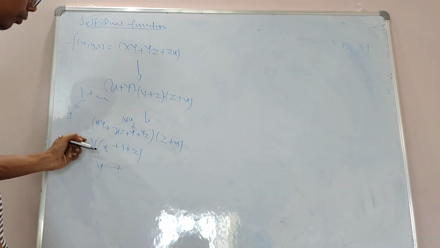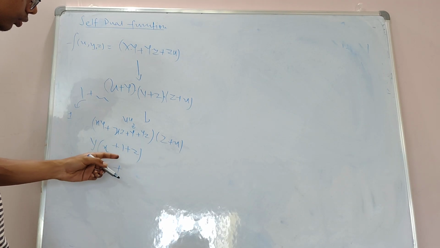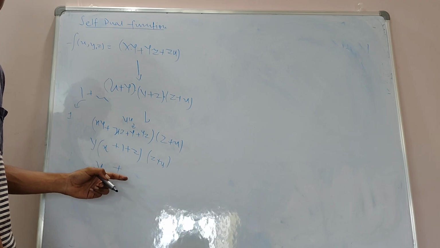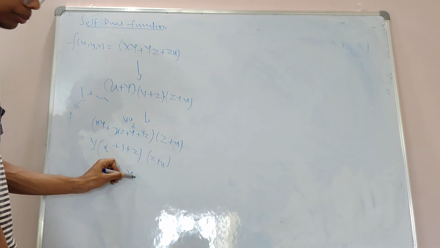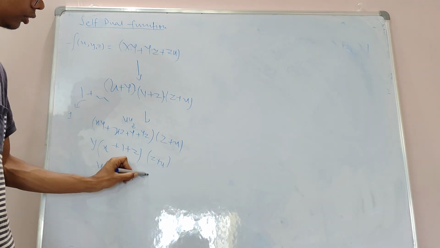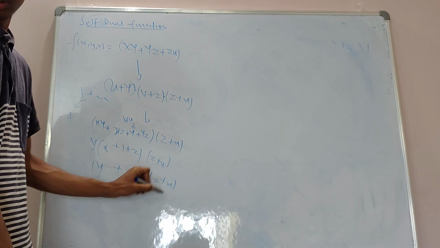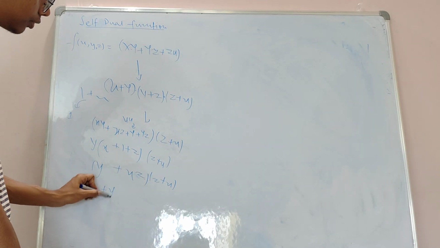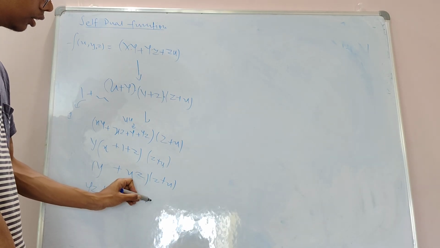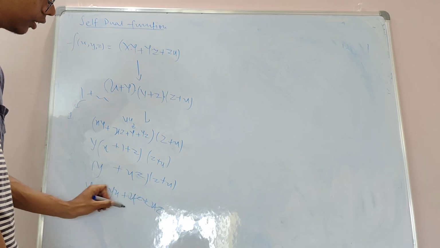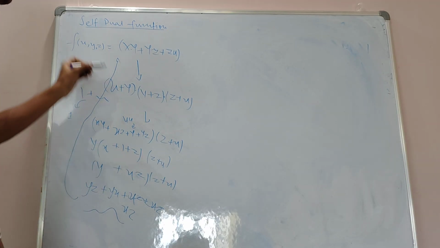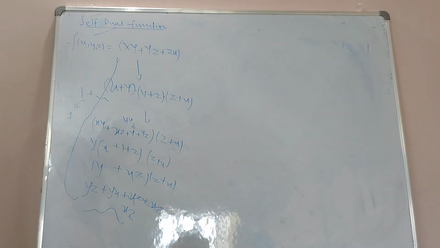So this will be y plus, I will have z plus x, so this will be xz, right, into z plus x, so I will be getting yz plus yx plus xz plus x. This will be xz, and this is what I started with, right? So yes, this is a self-dual function.